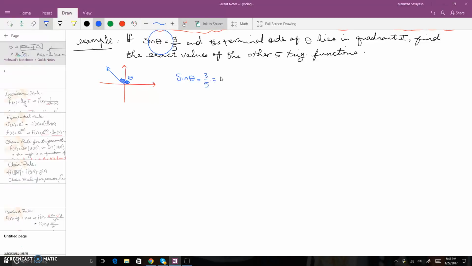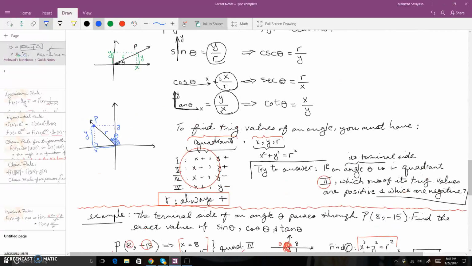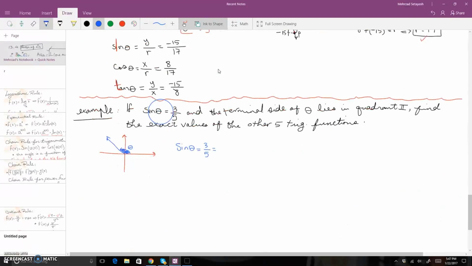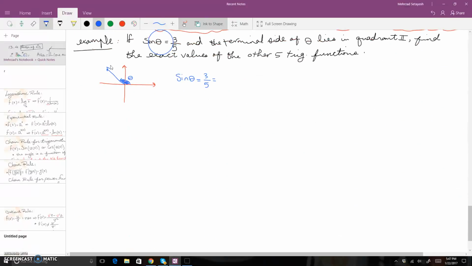Why is that helpful? Because we already know what sine of theta is made of. Remember that we said sine of theta is y over r. So the numbers that I have here, I set equal to y over r. Now I can say y is equal to 3 and r is equal to 5. Numerator by numerator, denominator by denominator. So I have y, I have r. Now from the set of x, y, r, we are missing x.